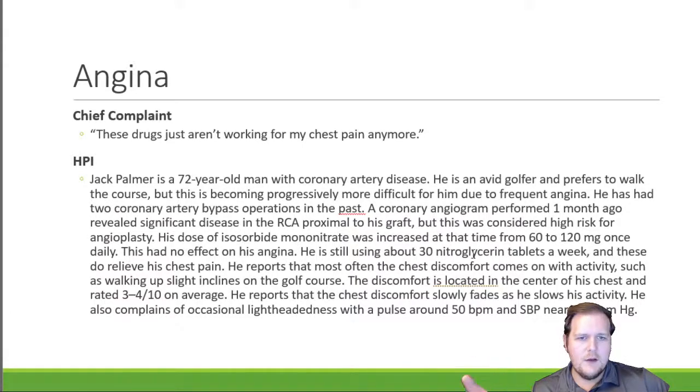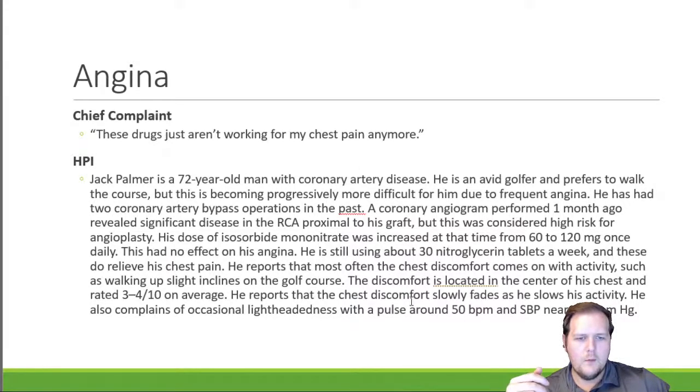He's still using 30 nitroglycerin tablets a week, right? That's pretty frequent, so it's probably like 4 to 5 a day in some cases, and these do relieve his chest pain. He reports that most often chest discomfort comes with activity, such as walking up slight inclines. Discomfort is located in the center of his chest, 3 to 4 out of 10 on average.